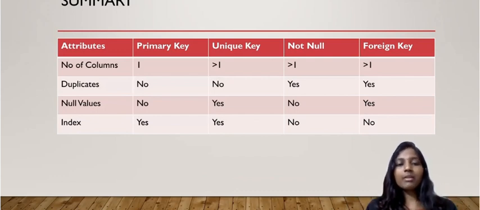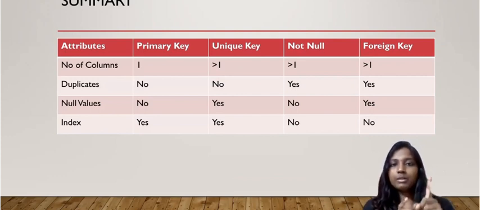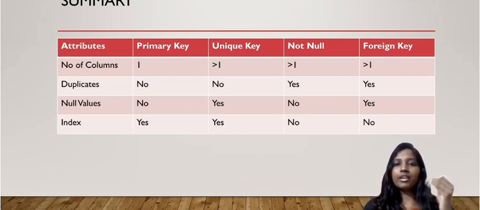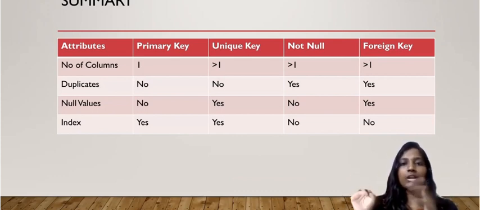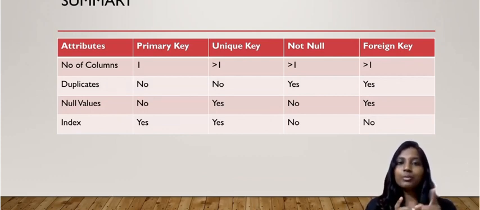Let's have a summary about it. The attributes are number of columns, duplicates, null values, and indexing. For a primary key, only one column will be allowed. Unique key, not null, foreign key and so on can be applied to more than one column. Again, will a primary key allow duplicates? No. Unique key allow duplicates? No. Not null? Yes. Foreign key will also allow duplicates.